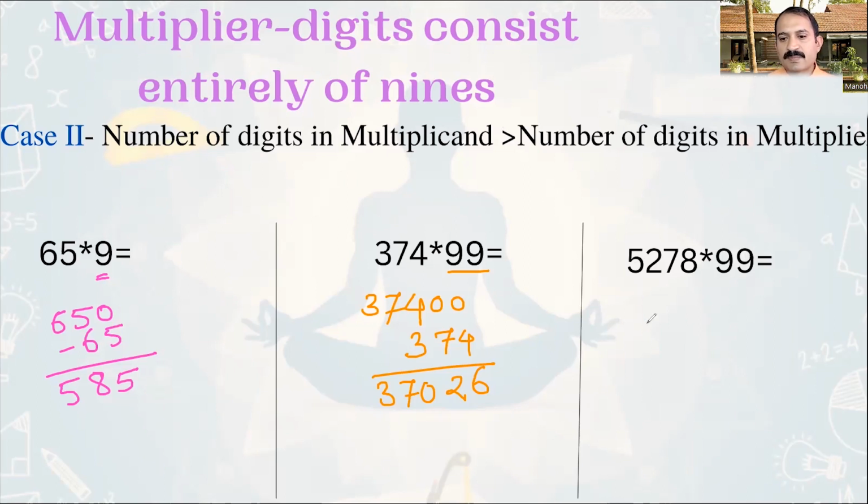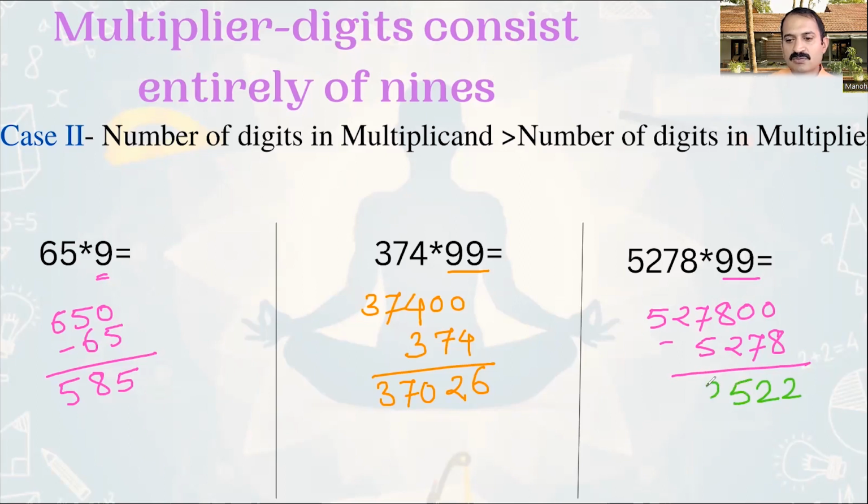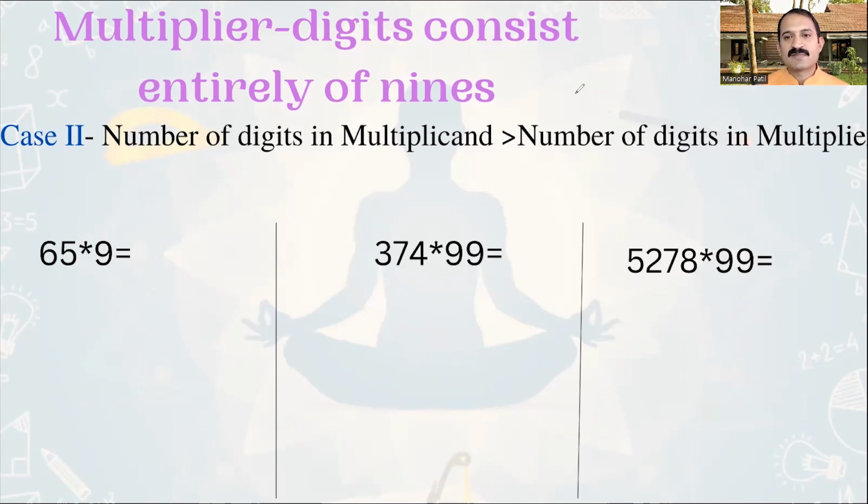Next, 5278. So there are two 9s, so you can put two zeros, and then you subtract the original number 5278. If you subtract it, you will get the answer. So here 2, 2, 5, here you will get 2 and 5, 2. Is it easy? How many of you think that it's very easy? Actually, it's very easy.